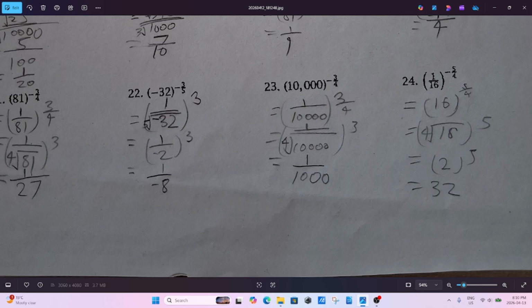Question 24: 1 over 16 to the exponent negative 5 over 4 is equal to 16 to the 5 over 4, which is equal to the 4th root of 16 to the exponent 5, which is equal to 2 to the exponent 5, which is equal to 32.